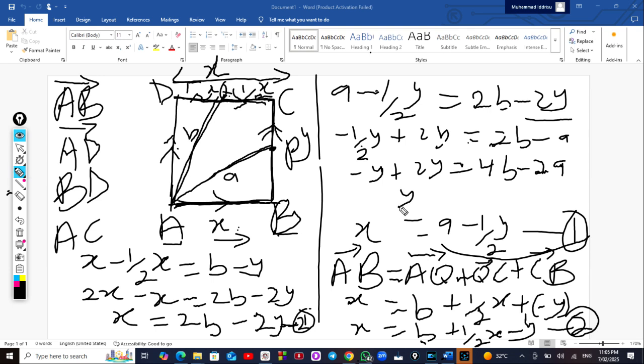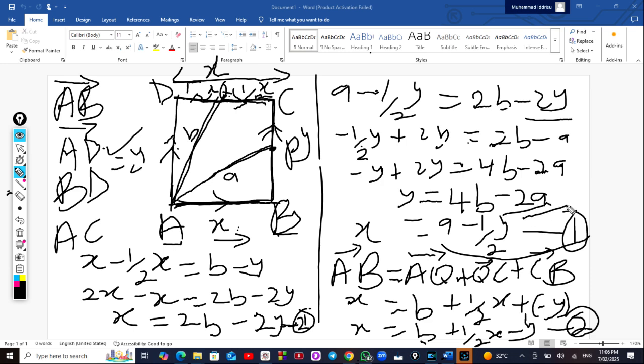So this is the same as y is equal to, so negative y plus 2y is y, which is equal to 4b minus 2a. But note that y is equal to what? BC or AD. So BC is equal to AD, which is equal to y. So that means we have dealt with this one. This is equal to y, and now we know y as 4b minus 2a. So that is it. I believe this is clear.